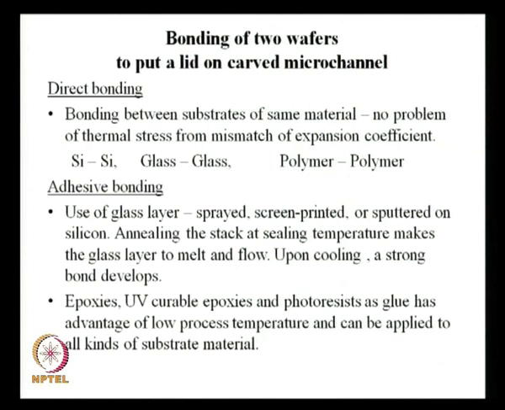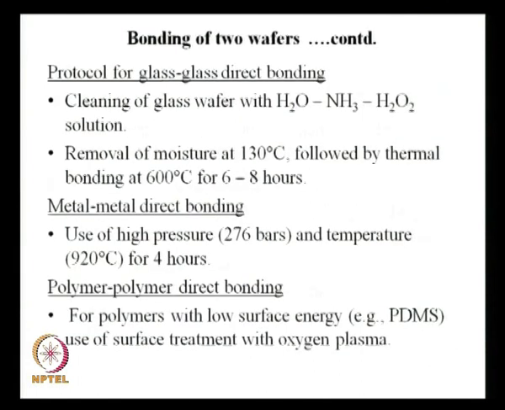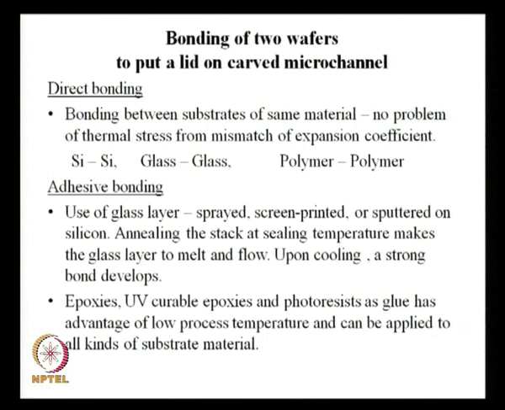Here we have bonding of two wafers. There are two types of bonding we discuss here. One is direct bonding and the other is adhesive bonding. There are of course some other types of bonding available. One is eutectic bonding. So, there are practically three types of bonding: direct bonding, adhesive bonding, and eutectic bonding. The adhesive bonding is very popular, and direct bonding is also used.